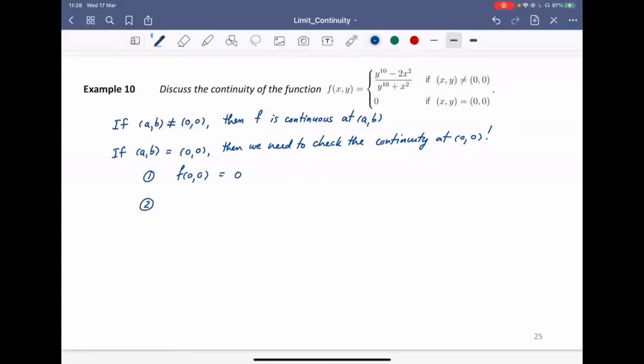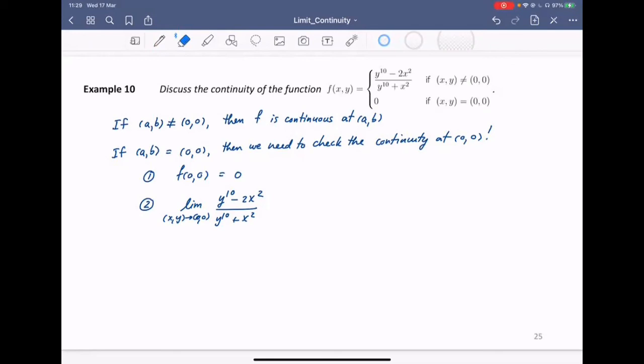All right, so we need to compute the limit of y to the 10 minus 2x squared over y to the 10 plus x squared as (x, y) goes to (0, 0). How do I compute this? First of all, I'm trying to plug 0 in. So 0 to the 10 minus 2 times 0 squared, and then 0 to the 10 plus 0 squared, that is 0 over 0, right? So no good for just plugging in.